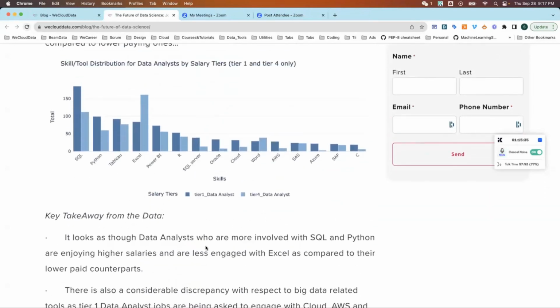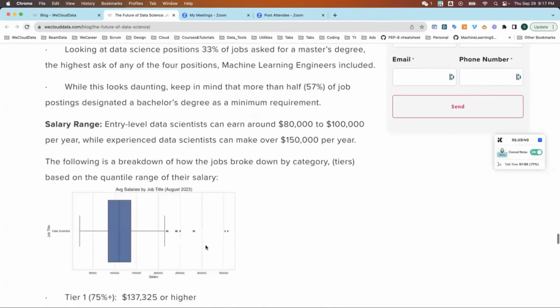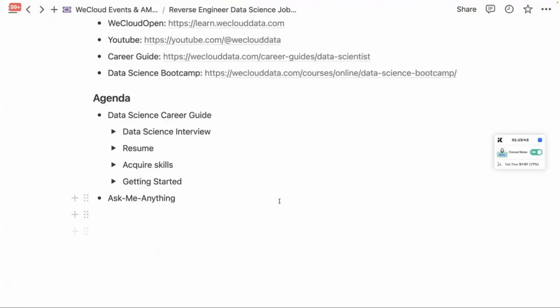Okay. Yeah, and then we did some analysis for data engineer and data scientist. Definitely look into this. Okay.